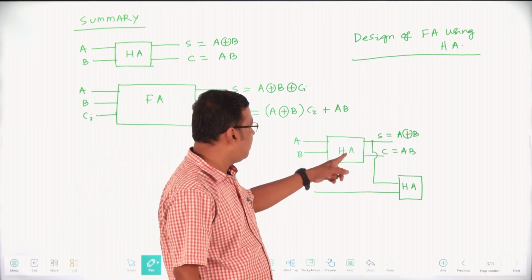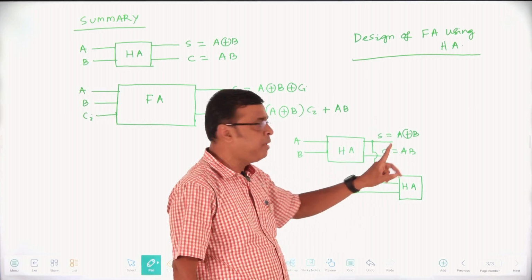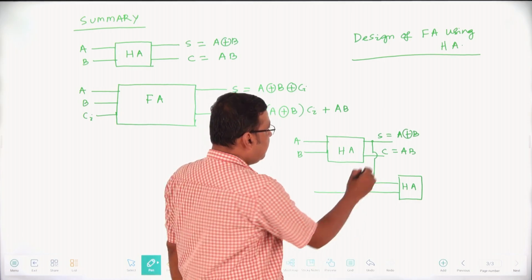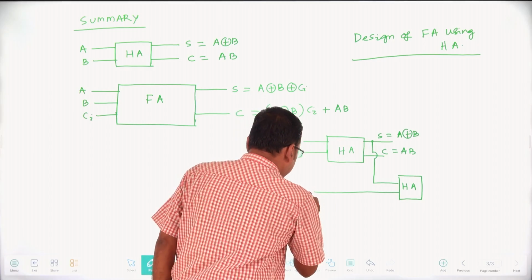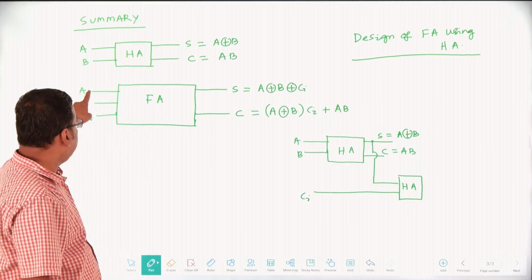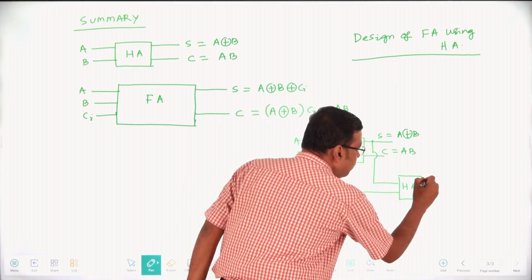So this is your half adder, with inputs A and B. The sum is A XOR B, and the carry is A into B, that is carry equal to AB. And this A XOR B is taken as the input of another half adder. Then the other input is your CI. Look at this: in case of a full adder, the inputs are A, B, CI. So CI is the input. Tell me what is the output of this half adder.